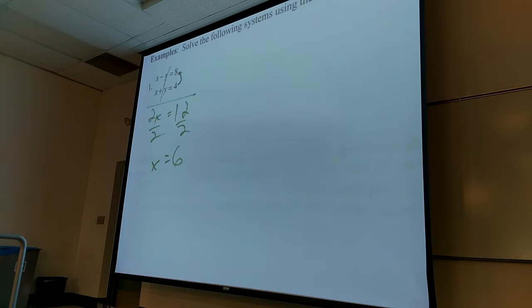Now, obviously, this was really nice because the y's are already opposite signs. They have the same coefficient, so that's nice. Then we have to get into what we do when that's not true. But the fundamental idea is I can add equations together because I am adding the same thing to both sides.